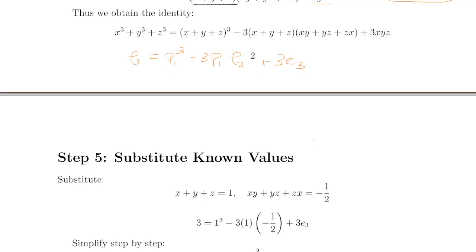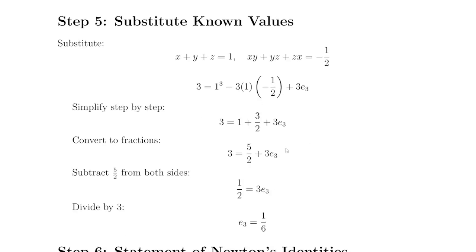And so now we just plug in. So we know that P3 is 3, P1 is 1, E2 we found as negative 1/2. Sorry, this is E2, this is an E, not a P. E2 is negative 1/2, and then we need to solve for E3 to get 1/6.